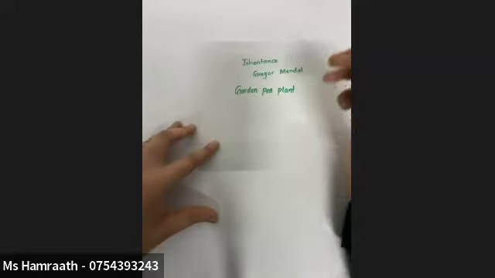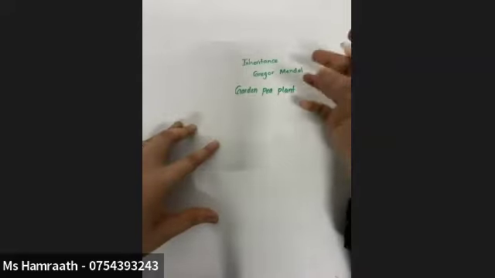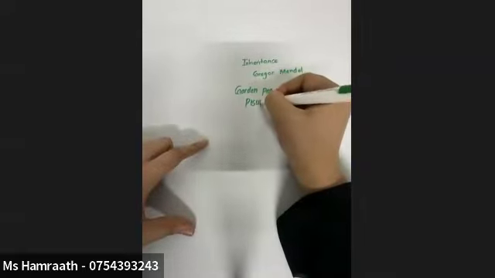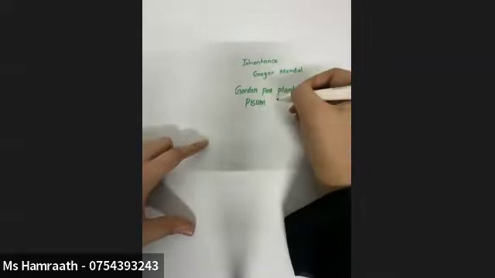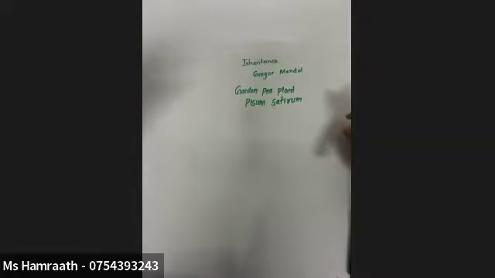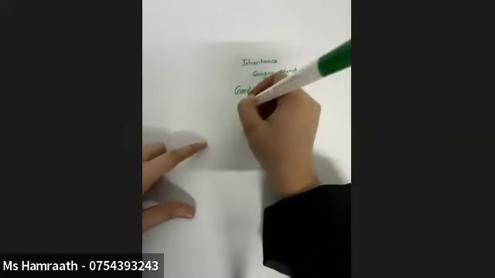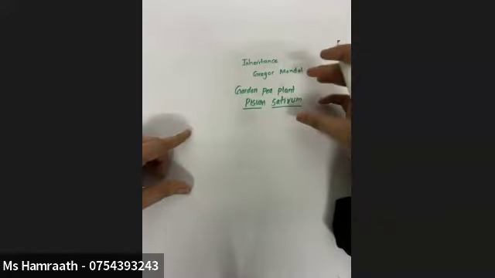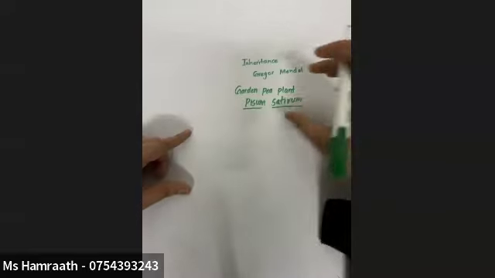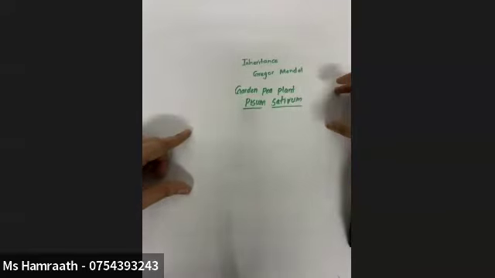Now, when you talk about the garden pea plant used in the experiment, what is its scientific name? Pisum sativum. Whenever we write a scientific name, how do we write it? We have to underline it. The first letter of the scientific name has to be capital, and the second word starts with a simple letter. This is how you write the scientific name.